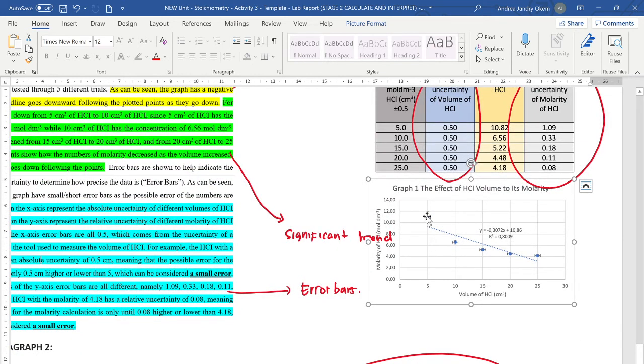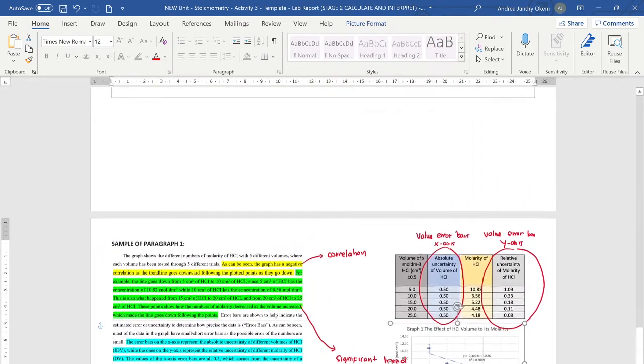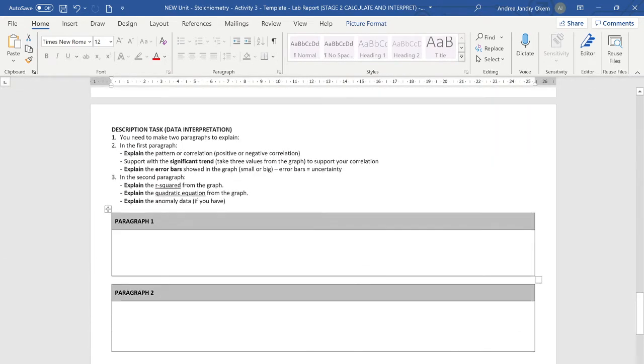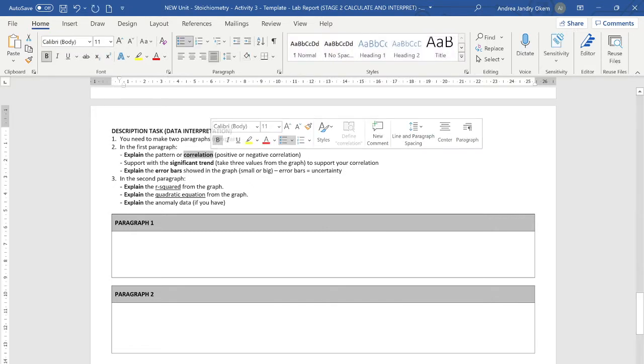That's the first paragraph. You need to complete the interpretation. Remember the pattern of the correlation, the significant trend, the sample values, and the error bars.